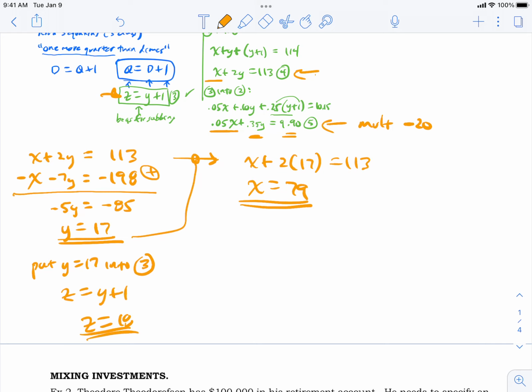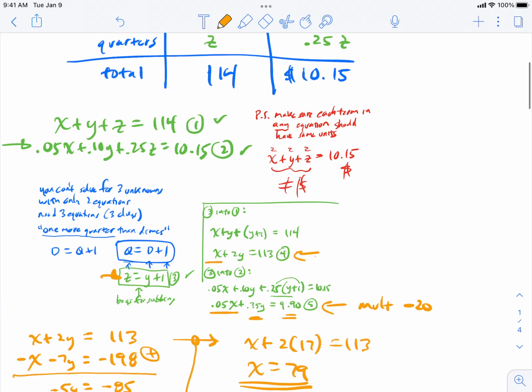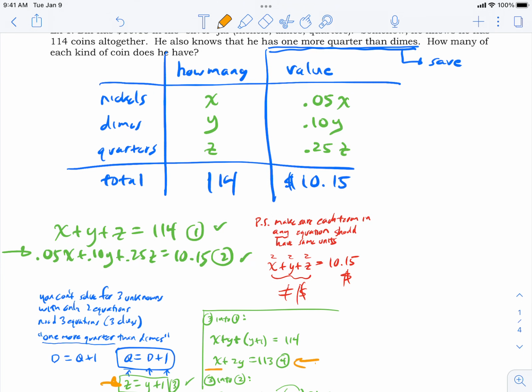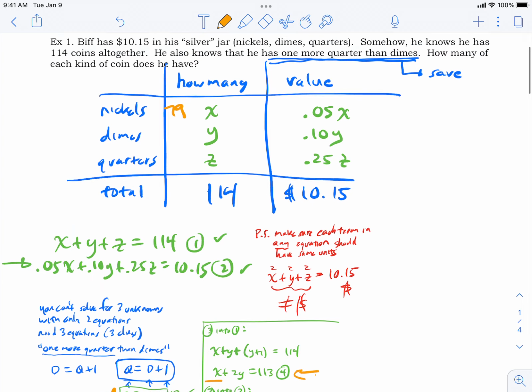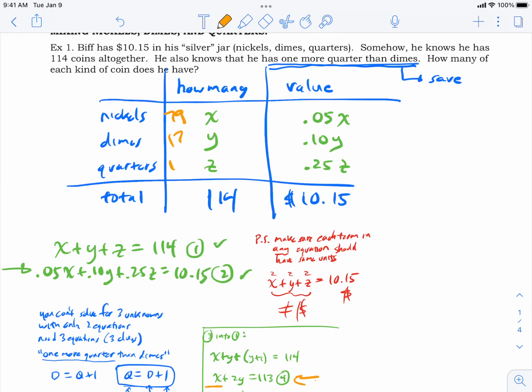Cool. Now, let's go back up to our table. X is 79. What was X? X was how many nickels? We got 79 nickels. Y was dimes. We got 17 dimes. And then this was 18 quarters.